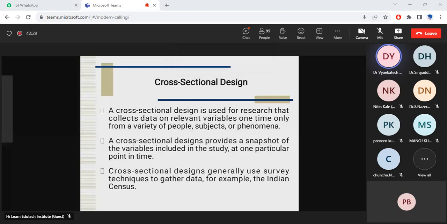So a cross-sectional design is usually used for research that collects data on relevant variables one time only from a variety of people, subjects or phenomena. It provides a snapshot of the variables included in the study at one particular point in time, and generally uses survey techniques to gather data. In short, the Indian census uses a cross-sectional design to store that particular data. So what are the advantages and disadvantages of cross-sectional designs?